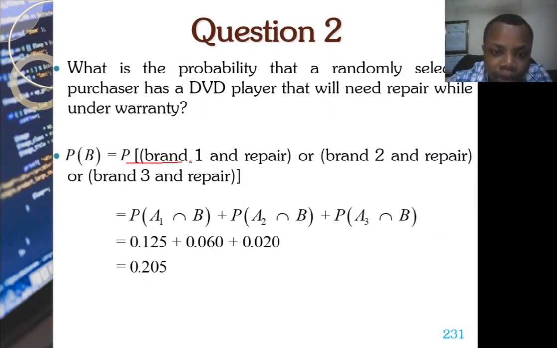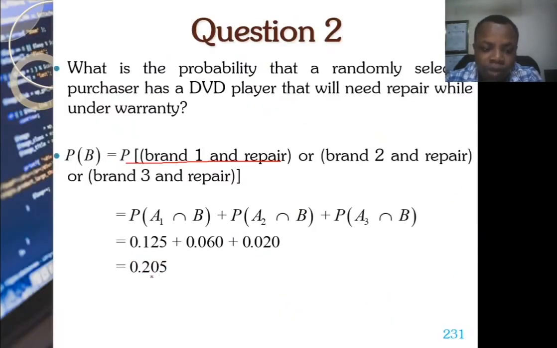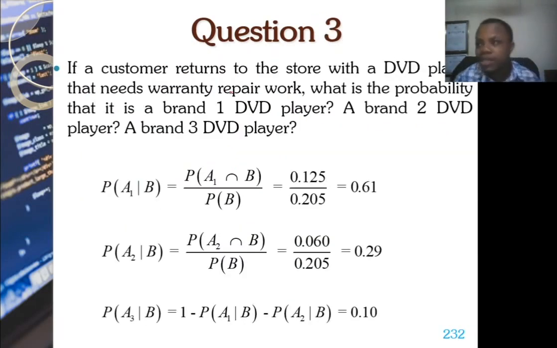And remember, we estimated this one from the tree diagram as this, and this as the second one, and this as the third one. If we add all of this, it is going to give us 0.205, and that is going to be the probability that the purchaser has a DVD player that will need repair while under warranty. Now let's look at the last and third one for this session.